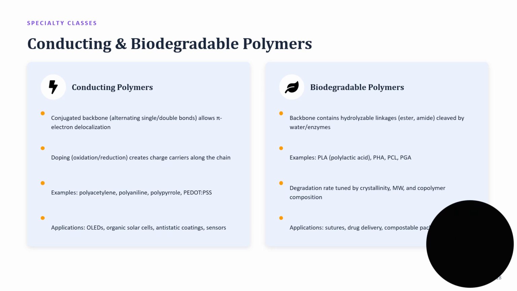Biodegradable polymers take the opposite design philosophy. Instead of maximizing chemical stability, we deliberately build in hydrolyzable linkages, typically ester or amide bonds, that can be cleaved by water or enzymes over time. PLA, or polylactic acid, PHA, PCL, and PGA are the most important examples. The degradation rate can be tuned by adjusting crystallinity, molecular weight, and copolymer composition.